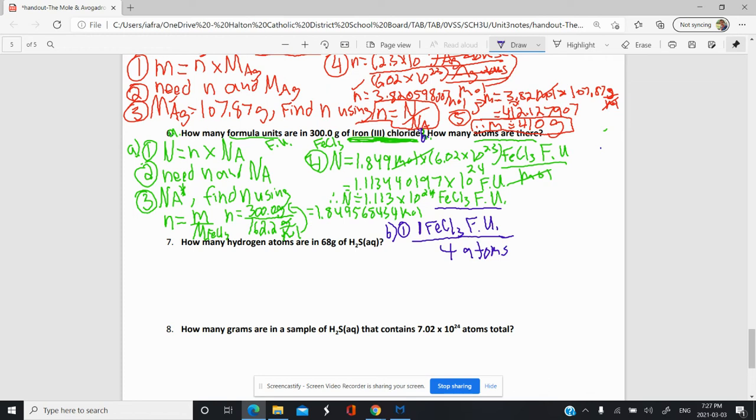But let's see why that works. So we're going to do our multiplication. So we take our 1.113. I'm leaving the whole thing in my calculator. I'm not using the rounded answer. I'm going to round again at the end. So I don't want to round too many times here.